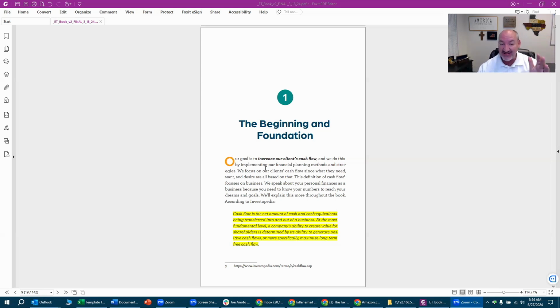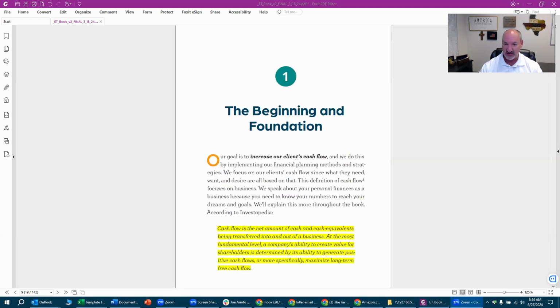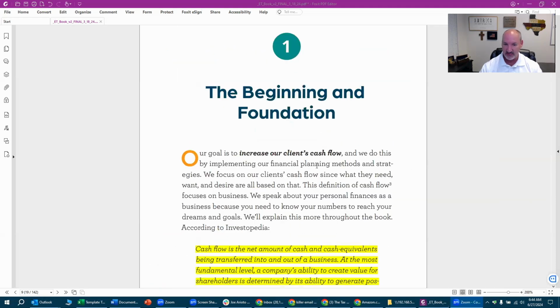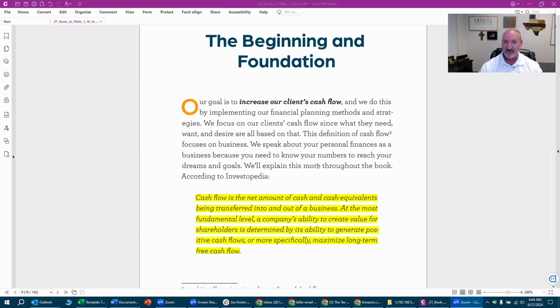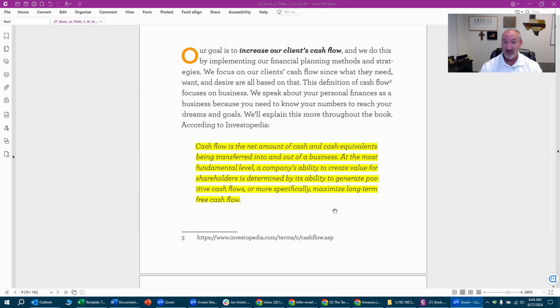So let's dive into the beginning and foundation, okay? Again, like I was talking about before, we need to understand some basics. So let me increase the size here so we can see it. There we go. All right, so cash flow, right? We were talking in the last episode about the idioms, and cash is king, and how I said that's not right. It's the flow of cash.